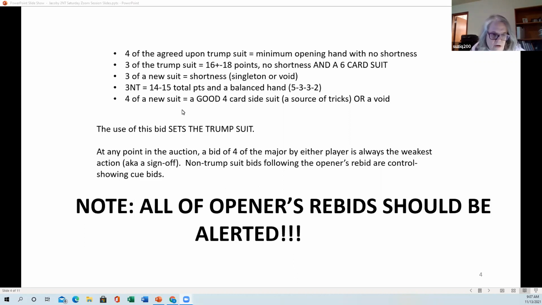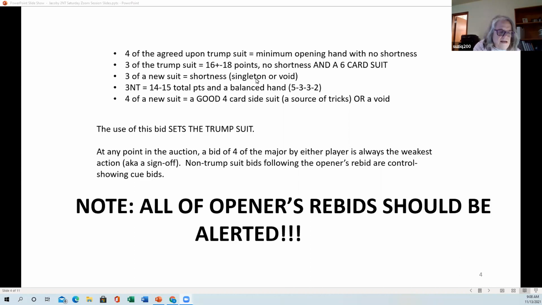Invitational hand with a 6-card suit. So the 3 of the trump suit has a similar meaning. It shows no shortness. And by shortness, I mean singleton. Singleton or void only. No doubletons here.